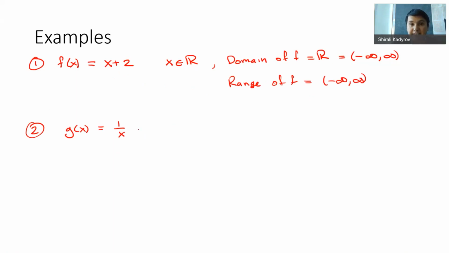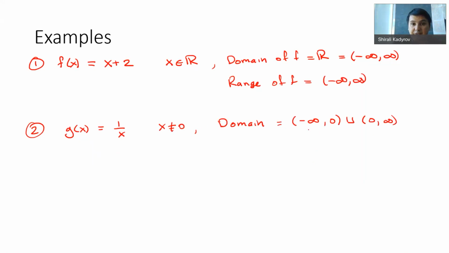So clearly x cannot be 0, right? So x cannot be 0, but other than that, it's fine. Which means its domain can be written as minus infinite to 0, but 0 is not included, and set union from 0 to infinite, right?